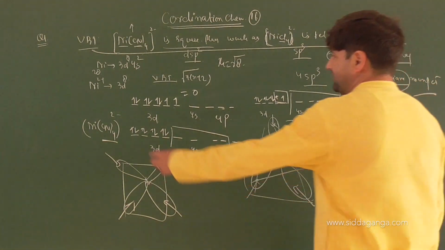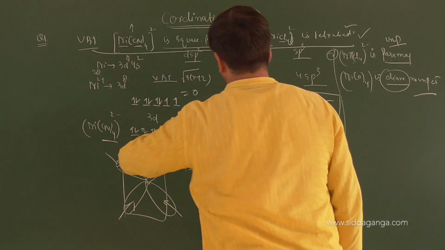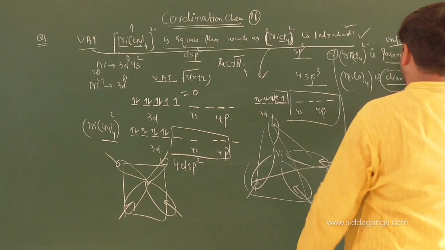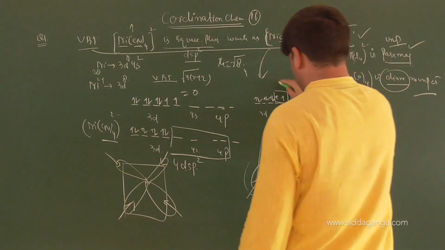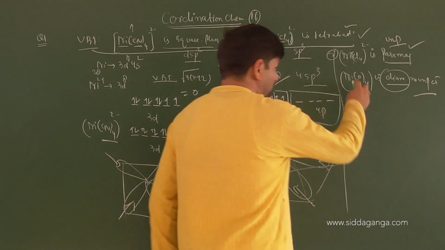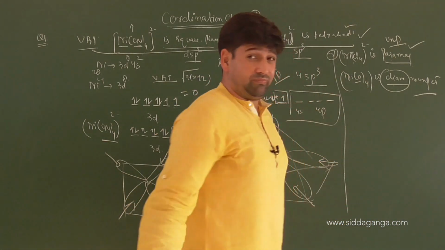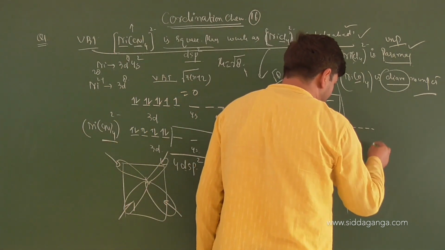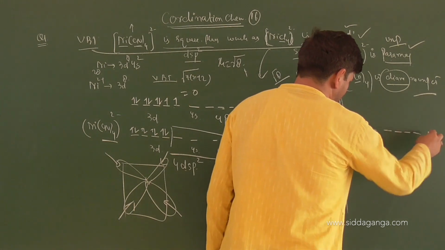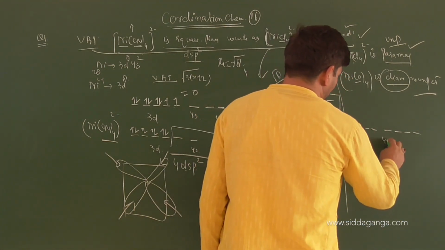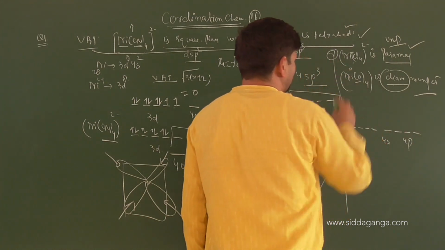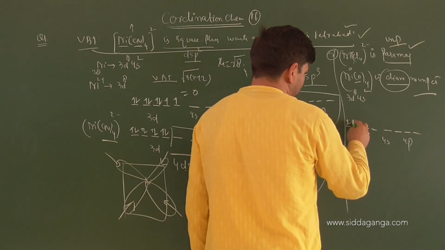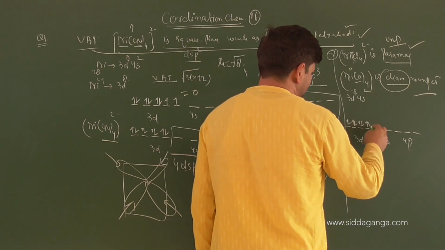NiCl4 2 minus, we solved a while earlier. There were 2 unpaired electrons, so it is paramagnetic, no doubt. The magnetic moment will be root 8 in this case. Now when I look at Ni(CO)4, is CO a strong field or weak field again? Strong field. So what happens? We have 3d, then 4s, then 4p. Nickel is in the 0 oxidation state, so 3d8, 4s2.